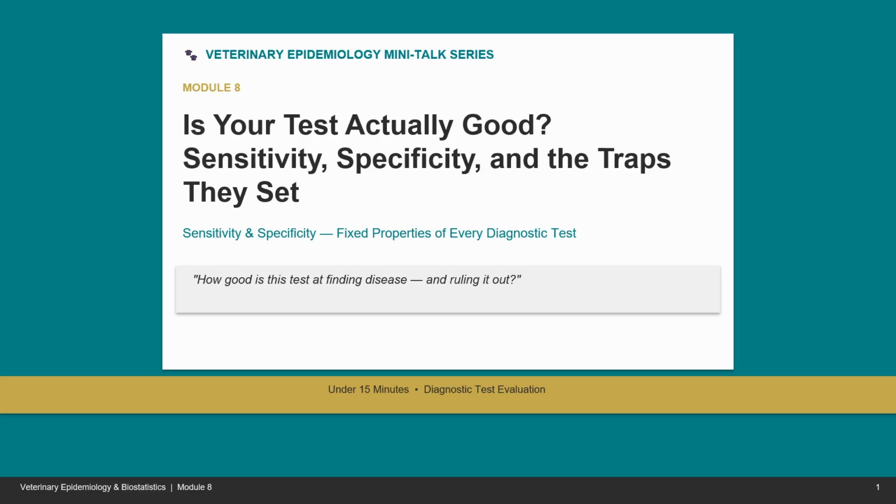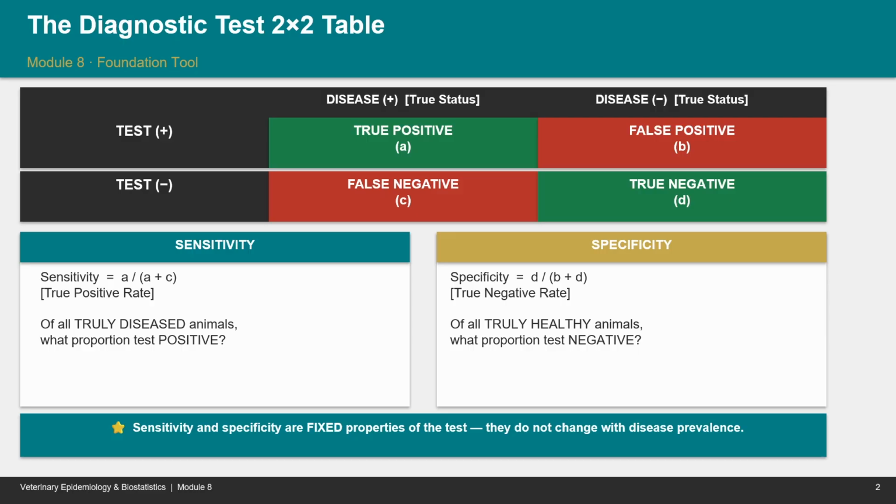Let's break them down. The diagnostic 2x2 table looks similar to our epidemiologic table, but now the rows represent test results and the columns represent true disease status, determined by a gold standard. Sensitivity is calculated from the disease-positive column. Of all truly diseased animals, how many did the test correctly identify? Specificity is calculated from the disease-negative column. Of all the truly healthy animals, how many did the test correctly call negative?